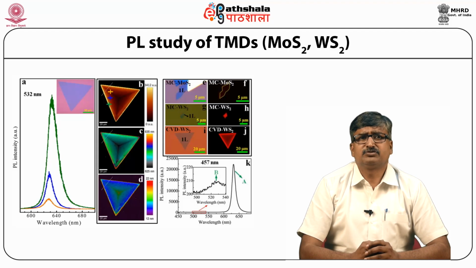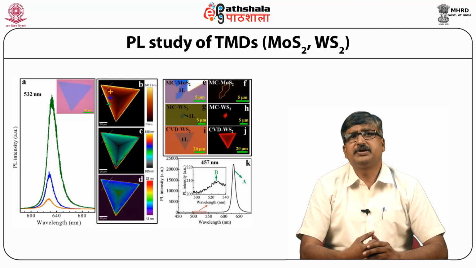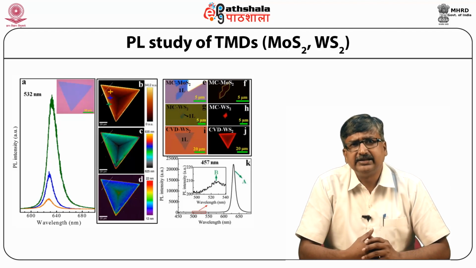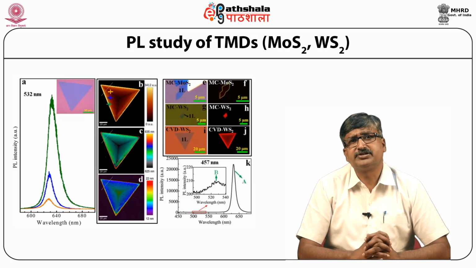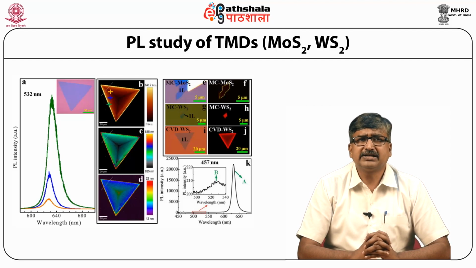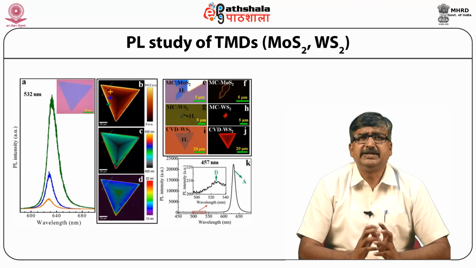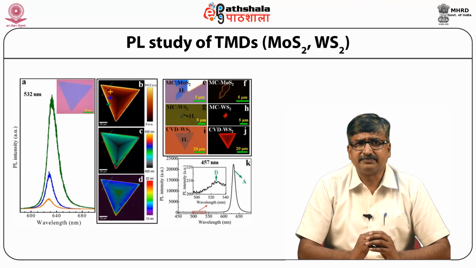K shows the PL spectrum of CVD WS2 monolayer excited by a 457 nanometer laser. Individual monolayers of metal dichalcogenides are atomically thin two-dimensional crystals with attractive physical properties different from their bulk layered counterparts. Here we describe the strong room temperature photoluminescence. Bulk WS2 does not present PL due to its indirect band gap nature.